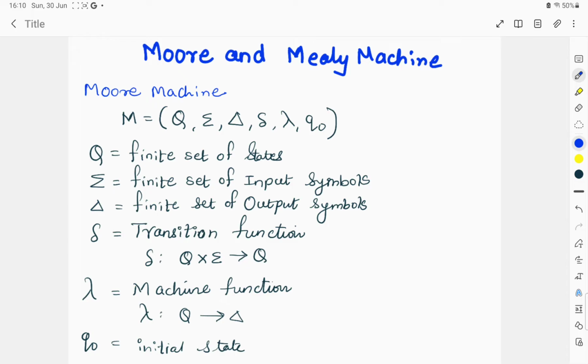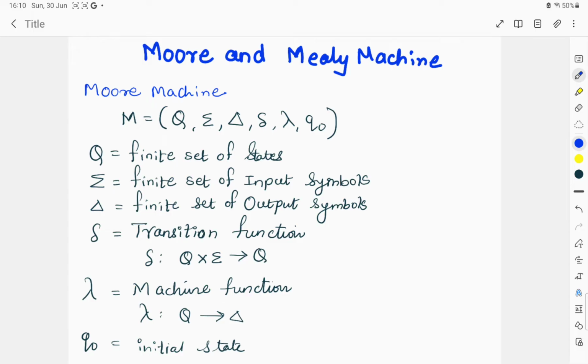Today we are going to learn the topic Moore and Mealy machine. Moore machine and Mealy machine, we can call them machines which are similar to DFA and NFA. So what is DFA?